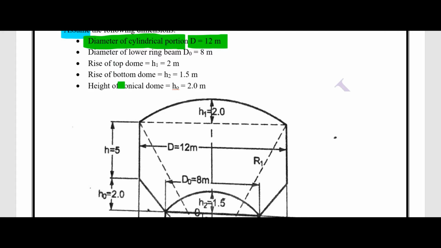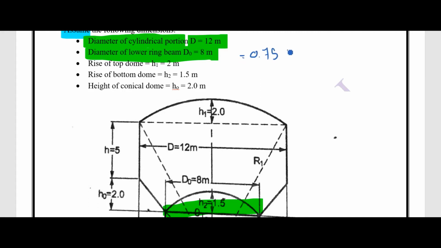Now we have the diameter of the lower ring beam. Lower ring beam means here. The lower ring beam is 8 meter. How do we calculate it? It is calculated by 0.75 into capital D.